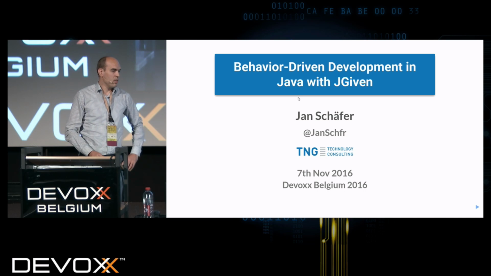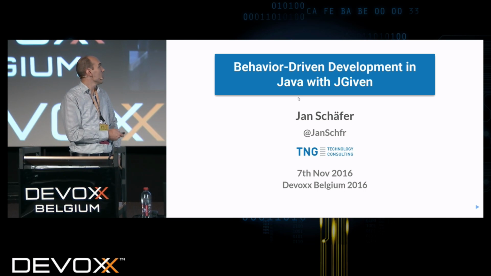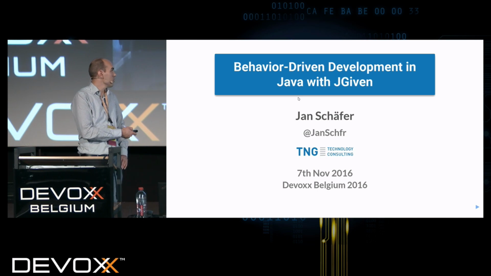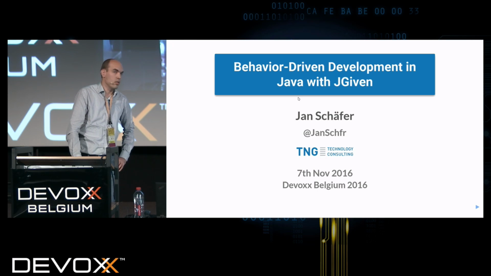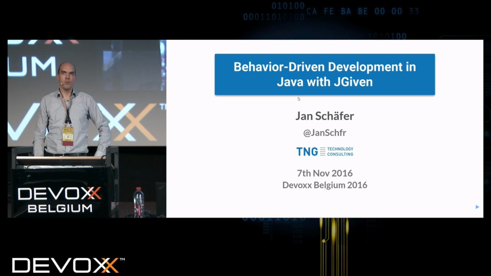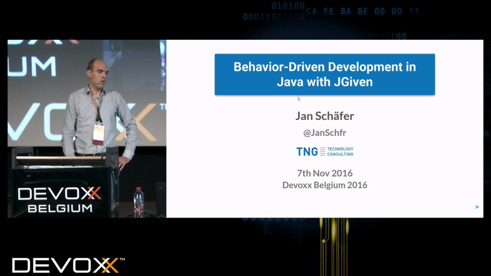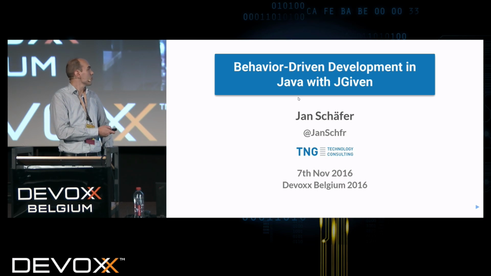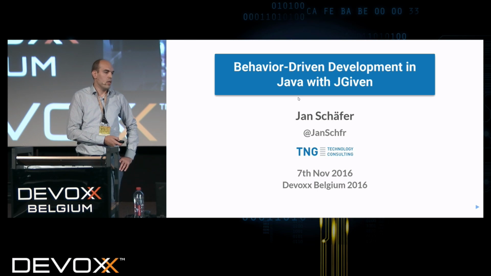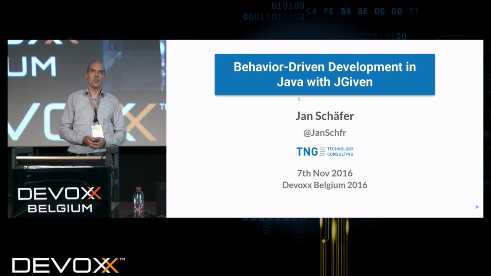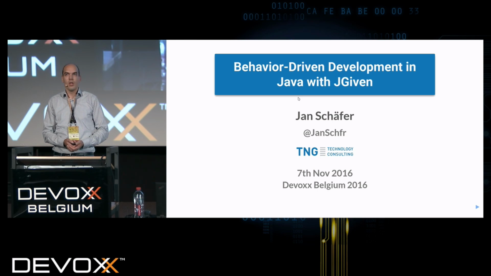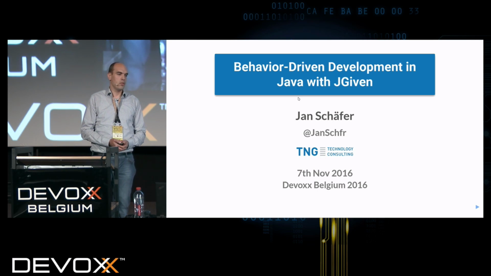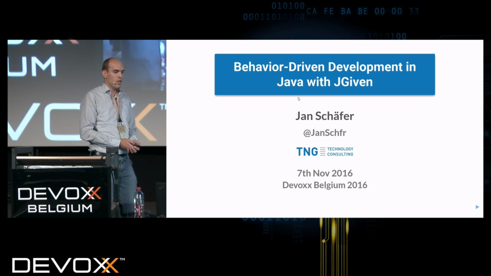So, my name is Schäfer. I come from a company called TNG, which does projects in the Munich area in Germany. We are mainly doing Java projects. I'm doing that for 5 years now. And today I will talk about behavior-driven development in Java with JGiven. JGiven is a new framework which we developed about 3 years ago to do behavior-driven development in Java.